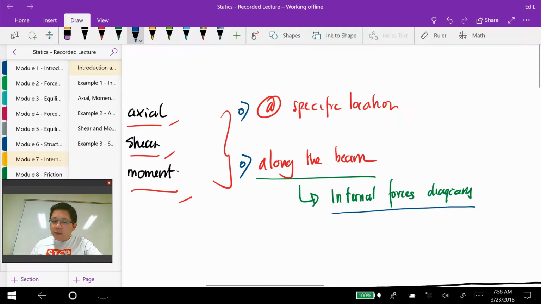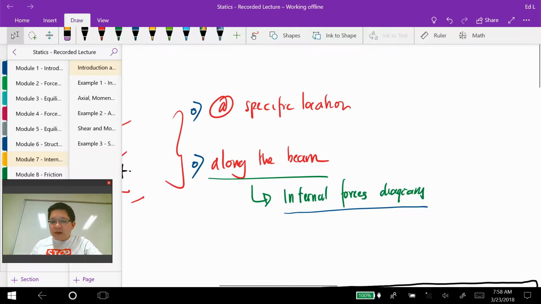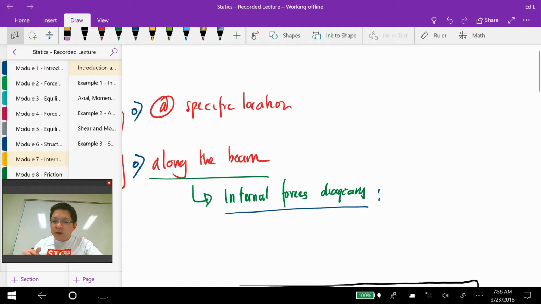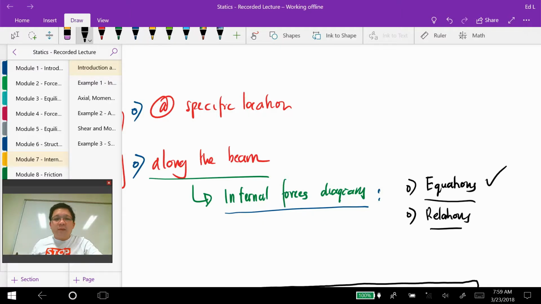One thing I would like to say in the beginning is that when we talk about internal forces diagrams, I'm going to introduce two methods. One is using the equations, and the second is using the relations. Later you will find out that the first method, using the equations, can be applied to any case that you want, and the relations can be applied as long as you can calculate the area under a certain shape.